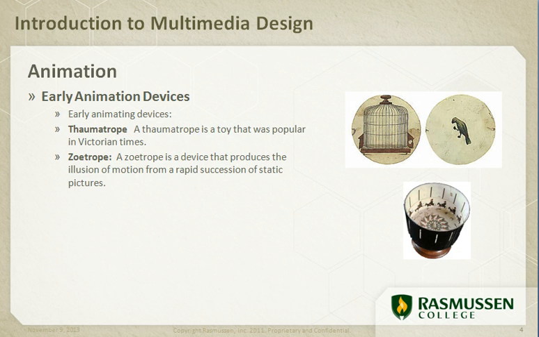So let's look at some early animation devices, the first of which is a thaumatrope. This is a toy that was made popular in Victorian times. Essentially, it was a disc or a card with a picture on each side, and it was attached to two pieces of string. When the strings are twirled quickly between the fingers, the two pictures appear to combine into a single image due to persistence of vision. The zoetrope, on the other hand, is a device that produces the illusion of motion from a rapid succession of static pictures, as we can see here in this example on the bottom right.